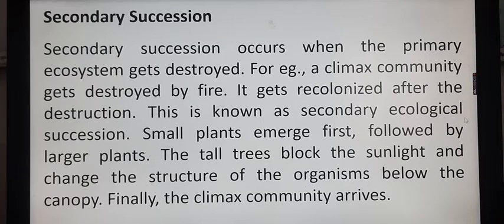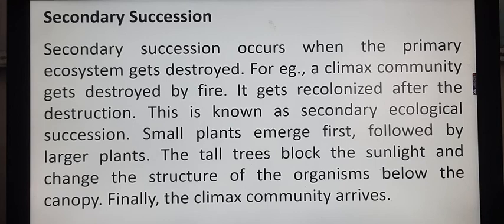This is known as secondary ecological succession. Some plants emerge first, followed by larger plants. The tall trees block the sunlight and change the structure of organisms below the canopy. Finally, the climax community arrives.